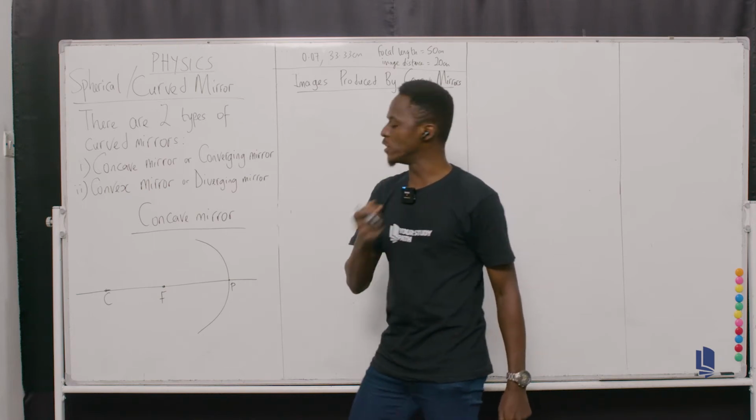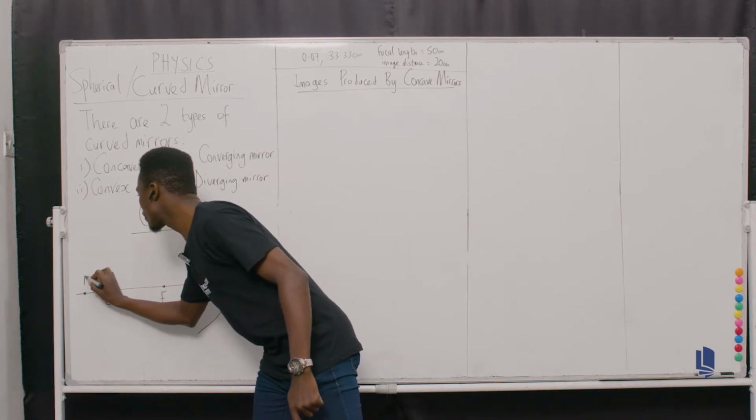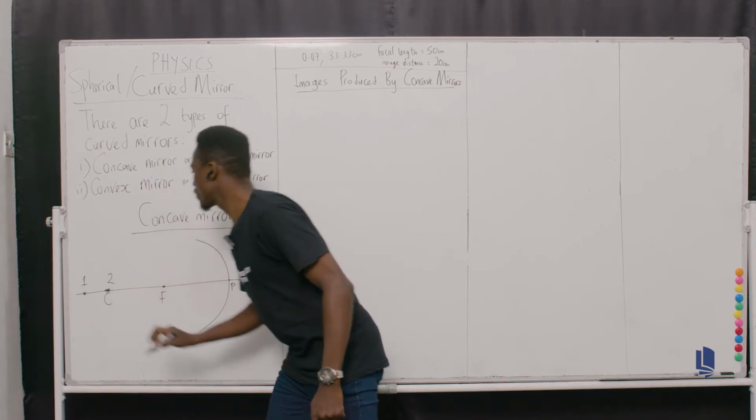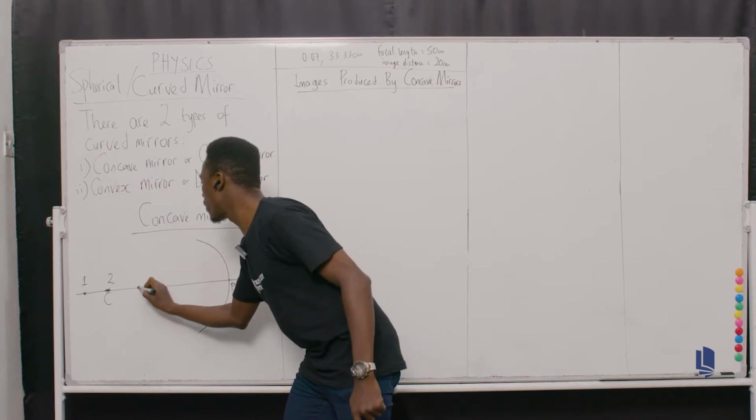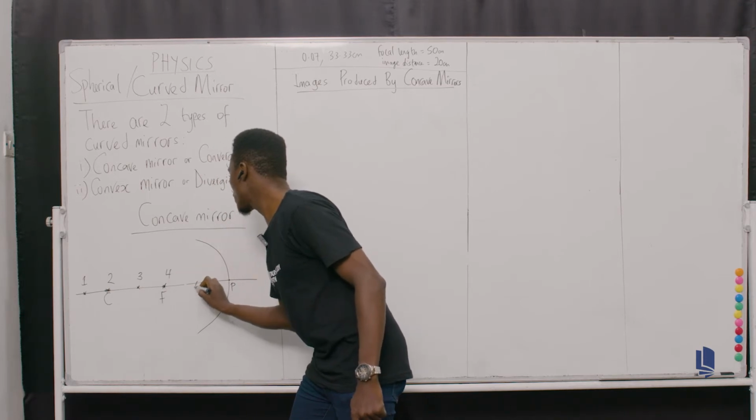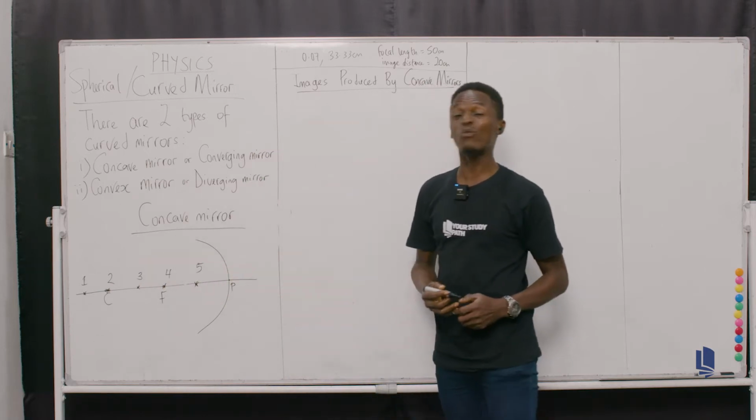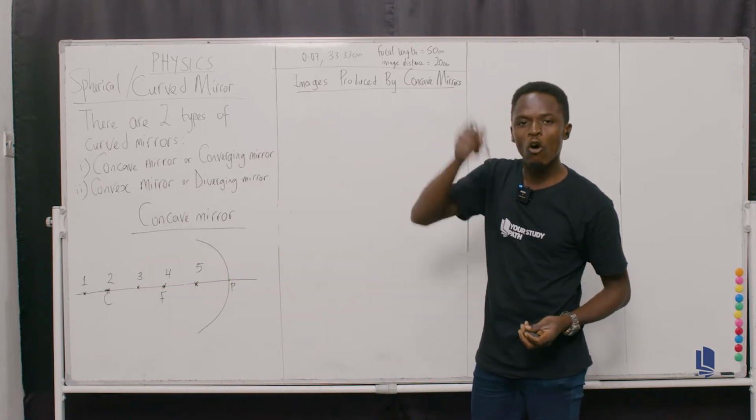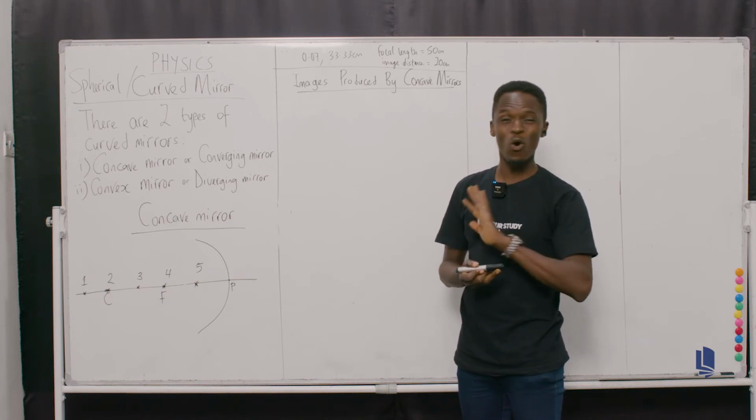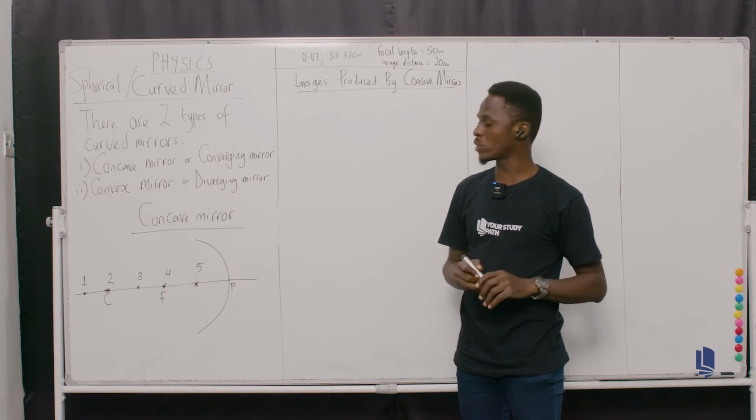Now, the positioning. We have position number 1, position number 2, position number 3, position number 4, and lastly, position number 5. These are the 5 positions they will ever give you, even up to your university level. 5 positions only that they are interested in, nothing more, nothing else.